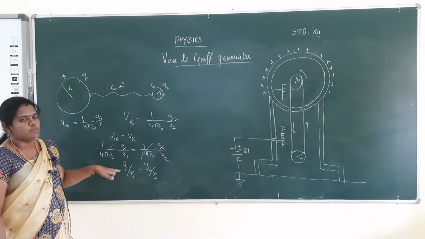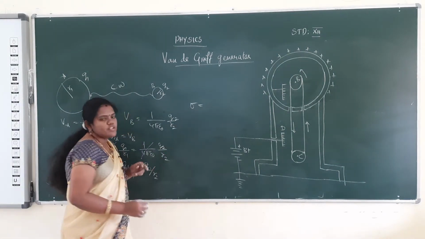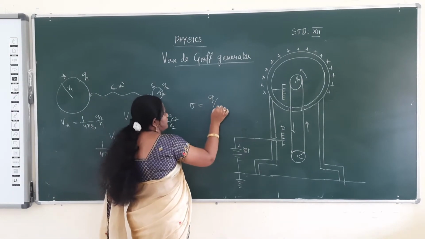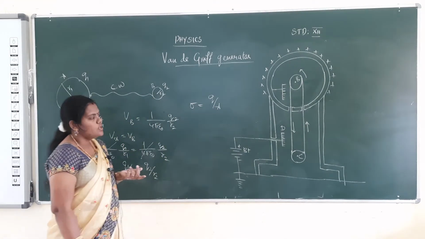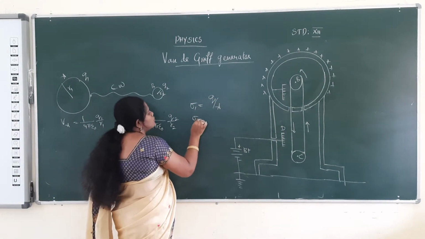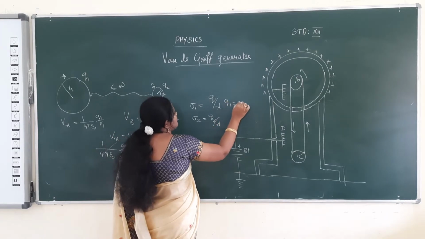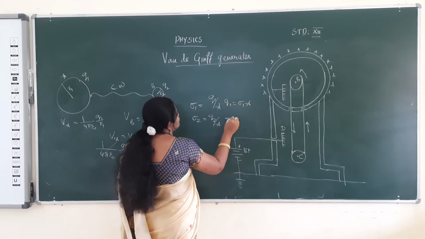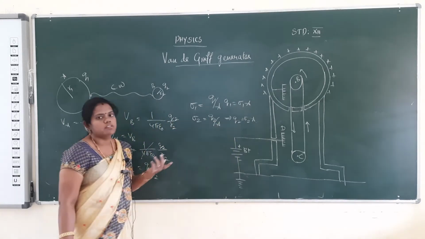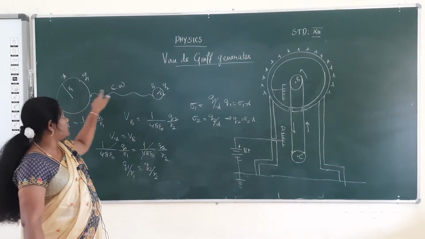What does Q mean? Q is a charge. We consider the surface charge density sigma. What is the meaning of surface charge density? Charge per unit area is called charge density. Sigma 1 is equal to Q1 by A, sigma 2 is equal to Q2 by A. So Q1 is equal to sigma 1 into A and Q2 is equal to sigma 2 into A. A is the area of the sphere, which is 4 pi r square, with radius R1 and R2.